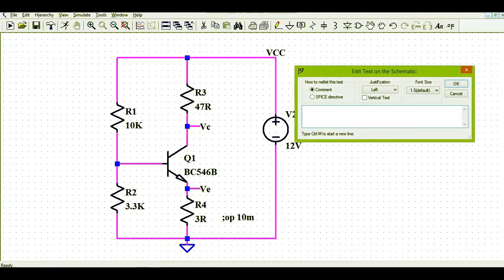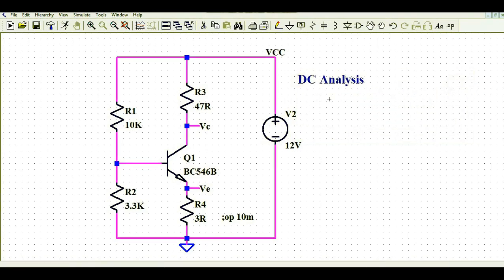So this is called DC analysis. In the DC analysis, we are going to understand the DC operating point. What is the voltage at VCEQ, the operating point voltage between collector to emitter, that is VCEQ. Let us understand the DC analysis.